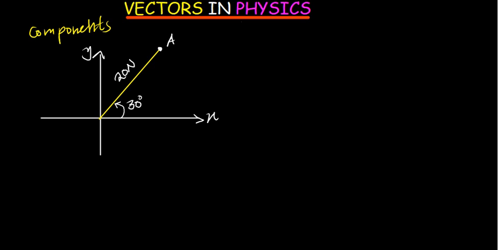Now I can find the components of this vector. What do I mean by components? I can find the x and y value that made up this vector. So I can break it like this.